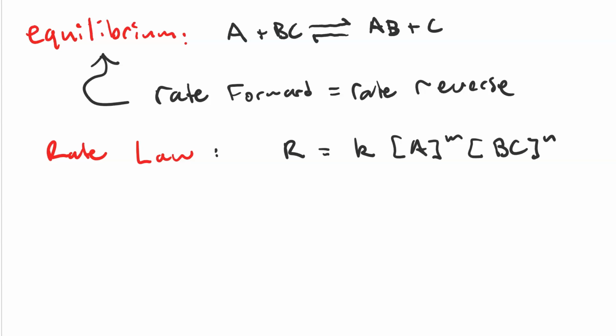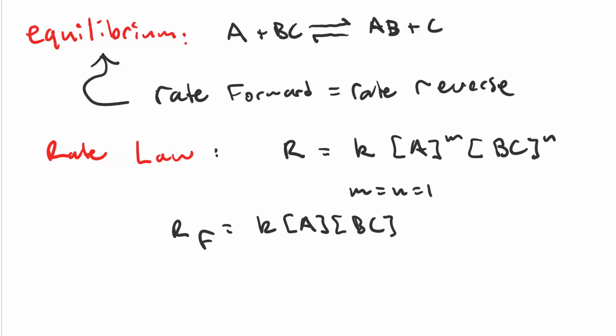So, since this is a bimolecular reaction where one atom of A collides with one molecule of BC in order for the reaction to happen, M and N are 1. And so the rate in the forward direction equals K times the concentration of A times the concentration of BC. And the rate in the reverse direction equals K reverse times the concentration of AB times the concentration of C.